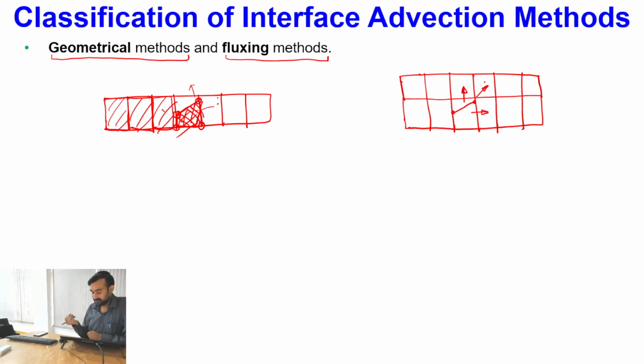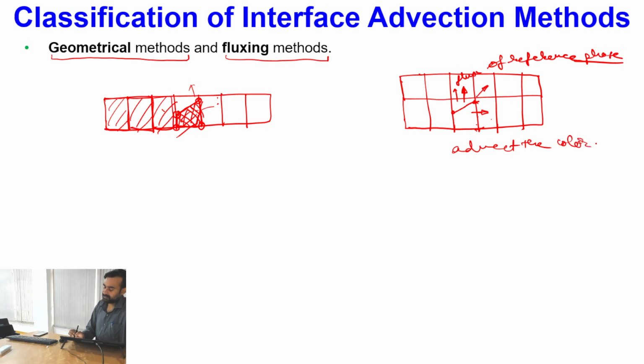Okay, so the methods which do not consider the mapping of the complete polygon, what these do is calculate how much flux is crossing across this edge in the x direction, how much flux of the reference phase. So basically we are calculating flux of the reference phase. So how much flux of reference phase is crossing across the edge in the vertical direction. When we do this type of estimates, and based on that we try to advect the color function, then we call these methods fluxing methods.